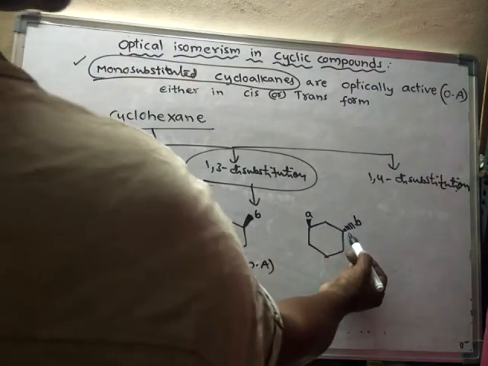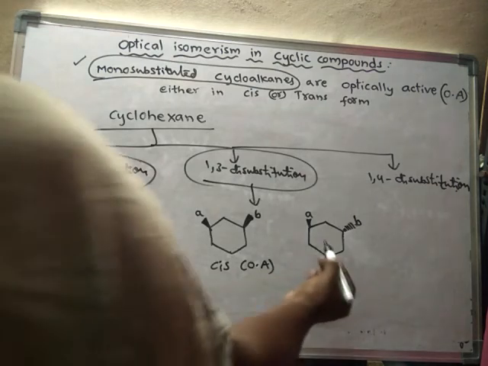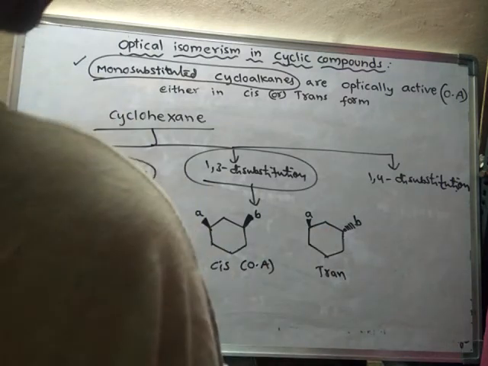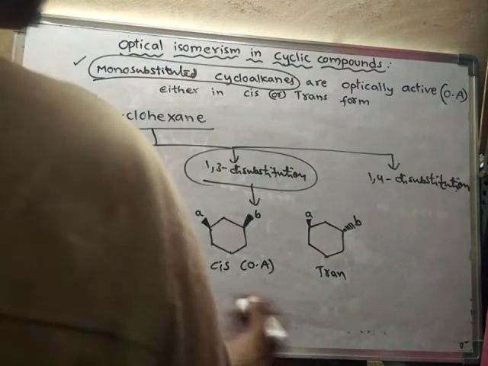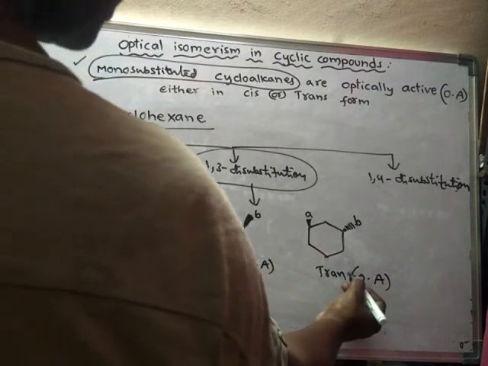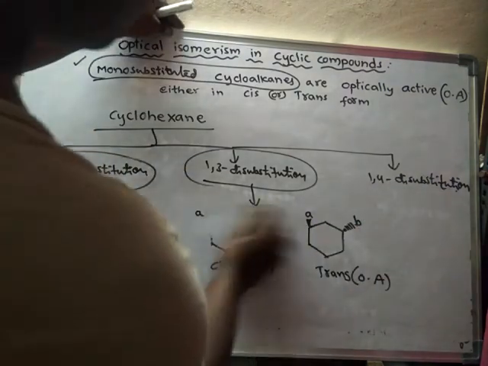So if it is a dashed wedge, then it is below the plane. So here it is the trans form. In this trans form also there is no plane of symmetry, center of symmetry, or any elements of symmetry, hence it is also optically active. Even the trans form of 1,3 disubstituted cyclohexane is optically active. Right. Now we learn about 1,4 disubstitution.